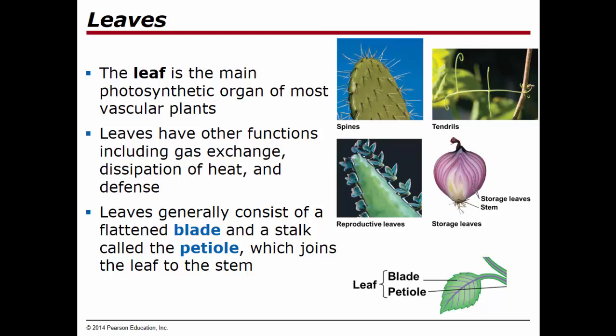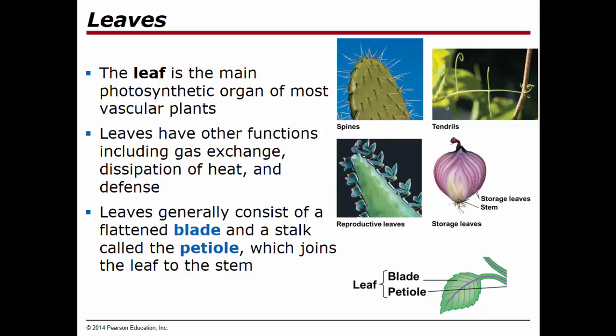Most leaves consist of a flattened blade. Okay? That's the structure that's involved in capturing energy for photosynthesis. Attached to that blade is a stalk or stemmy-like structure called the petiole. It's involved in attaching the leaf to the stem or branch.